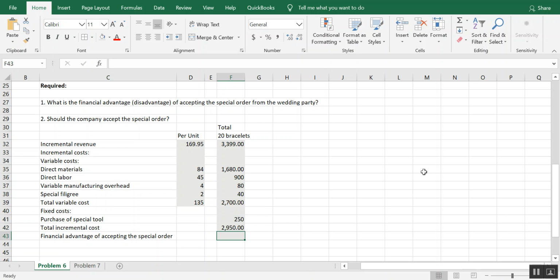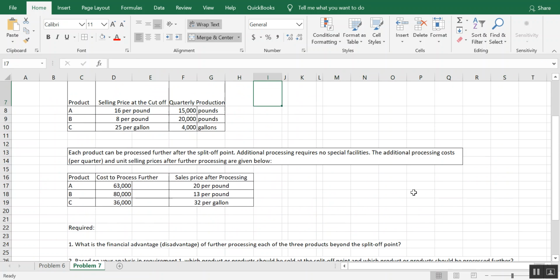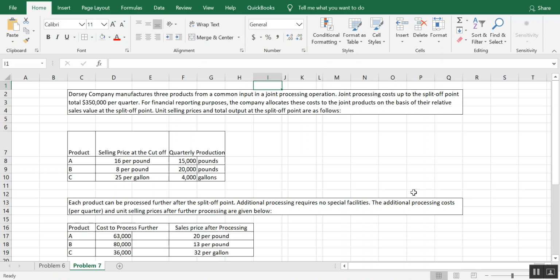Now, what we're going to do is we're just going to take the $33.99 in income and subtract out the $29.50 to get the financial advantage of accepting the order. Because it's a positive number, it is a financial advantage. So they should do this special order. That's the conclusion.